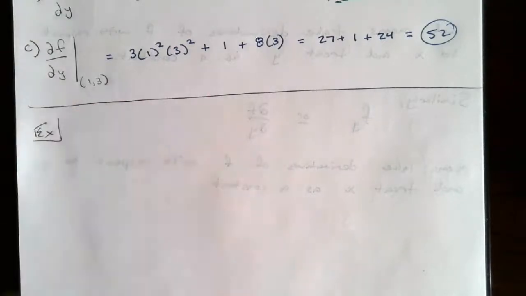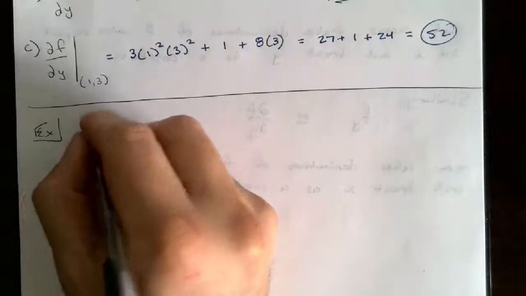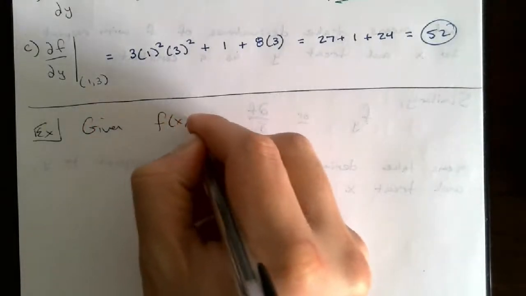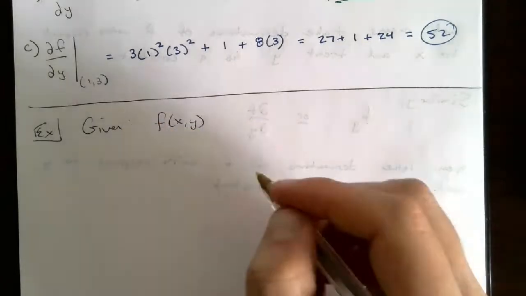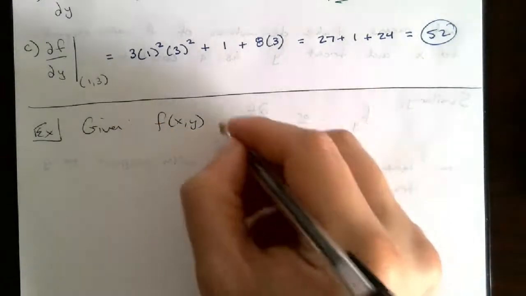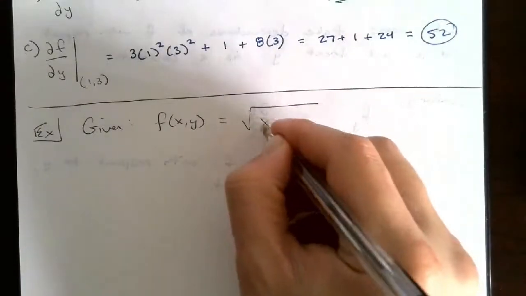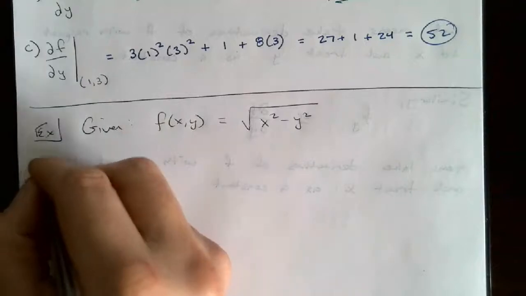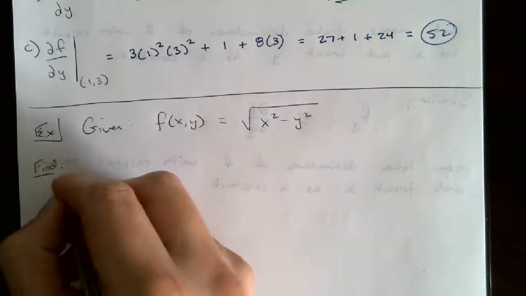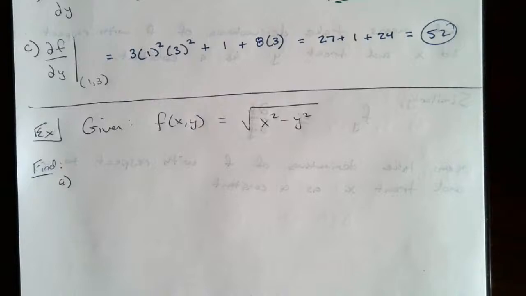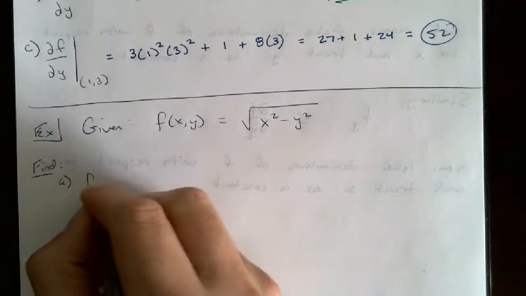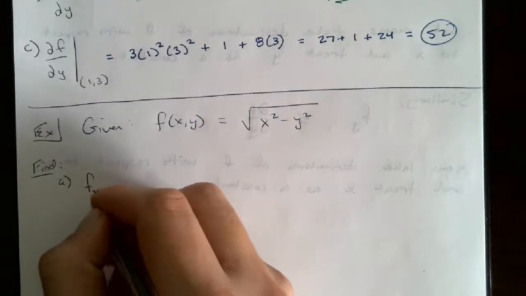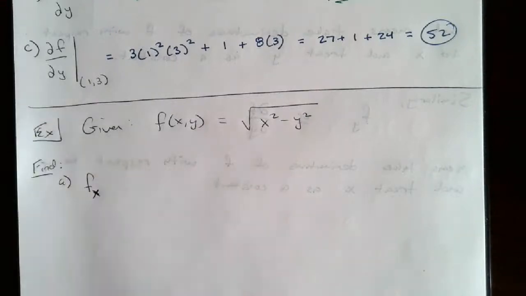For this example here, if I said given f of x comma y equals the square root of x squared minus y squared. Find, and we'll go through and find different partial derivatives. So if I said f with this little x down here, subscript x, that means take the first partial derivative of f with respect to x.